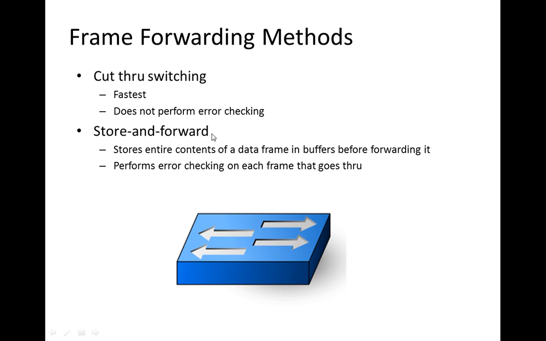Which one's more appropriate in which situation? Well, if this were for delivering streaming video, you'd want the fastest thing you can get, and if you miss a frame or two, nobody's going to notice. But if it's banking, well, if we miss a decimal point, somebody will notice. So the store and forward, not as fast, but performs error checking. This is a variable we can configure on a switch.